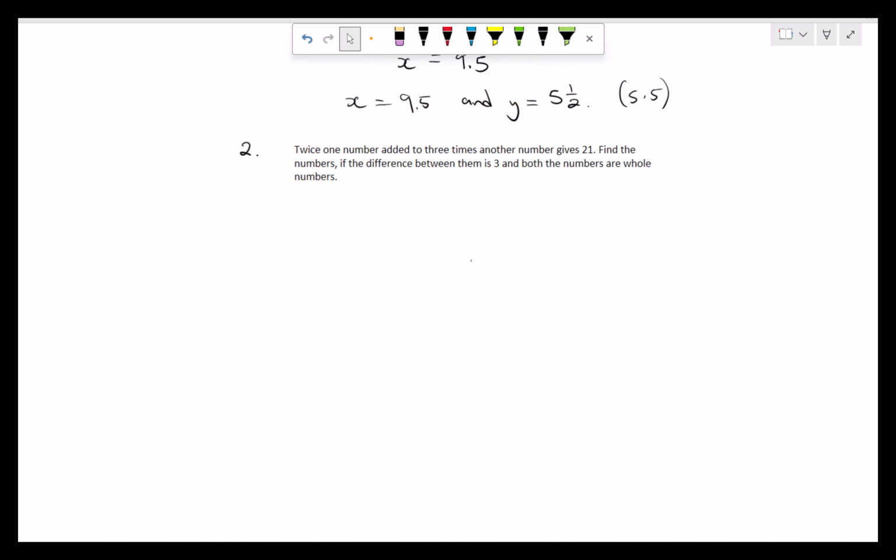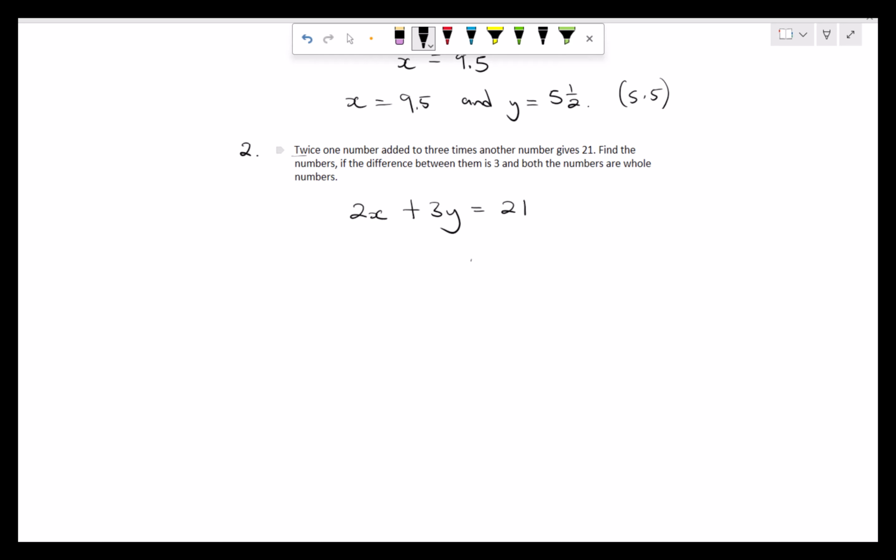Number 2, we have twice one number added to 3 times another number gives 21. Find the numbers if the difference between them is 3 and both the numbers are whole numbers. So we are going to say, remember it says twice one number. We're going to let this one number be equal to x. So that would be 2x added to 3 times another number. That's plus 3y, where y is the other number, gives 21. So this is equal to 21.